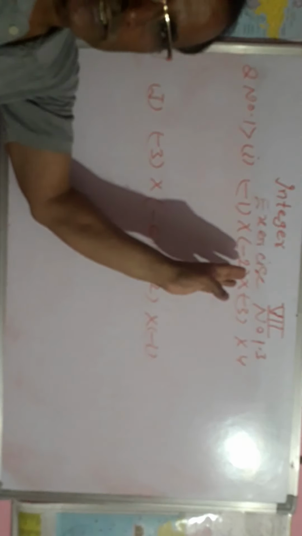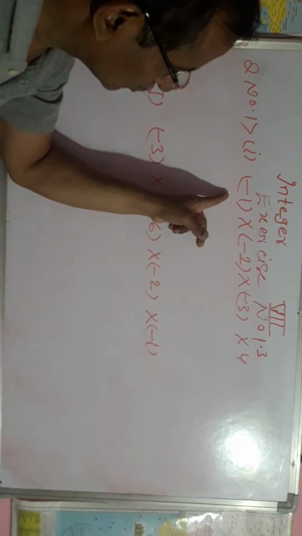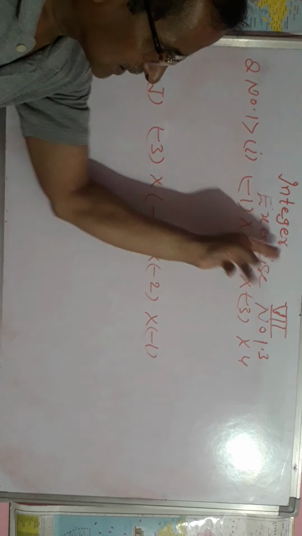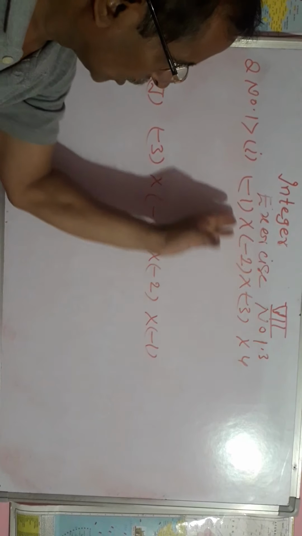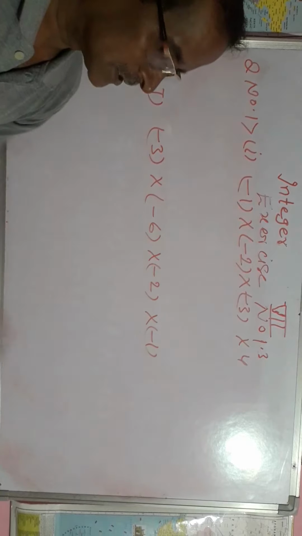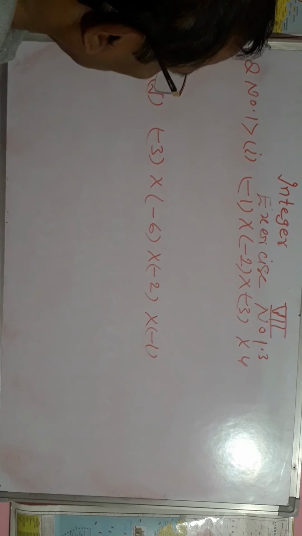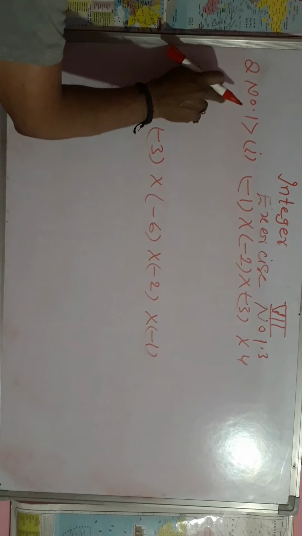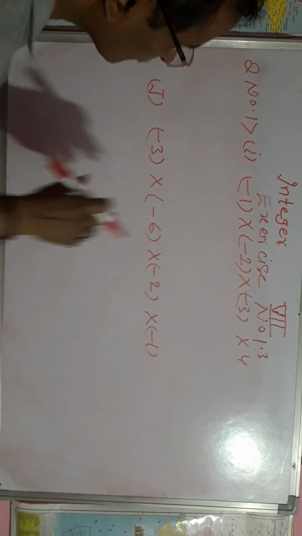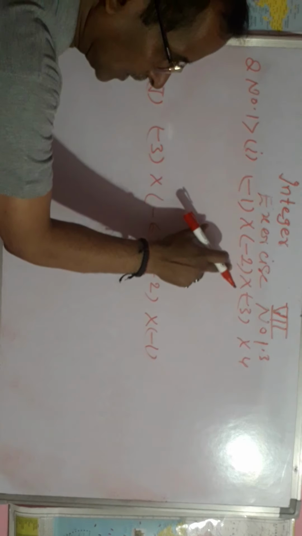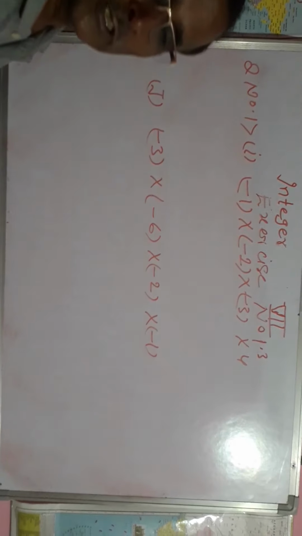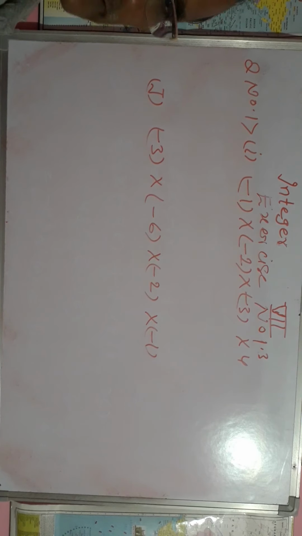Dear students, I want to solve some questions of exercise 1.3 of chapter number 1 for 7th class. Now I take question number 1, part I: minus 1 multiply minus 2 multiply minus 3 multiply 4. How will we solve it?